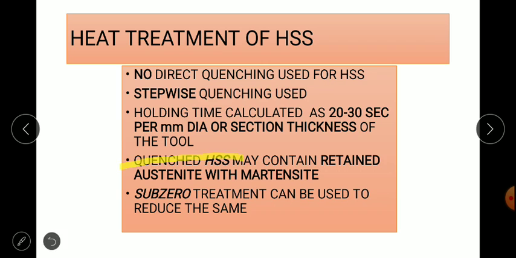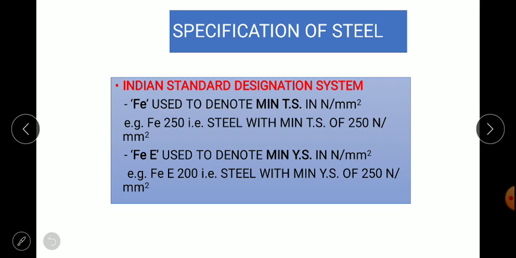And quenched HSS contains retained austenite with some sort of martensite. So for that, sub-zero treatment is followed to remove the retained austenite. Again, specification or designation of steel.